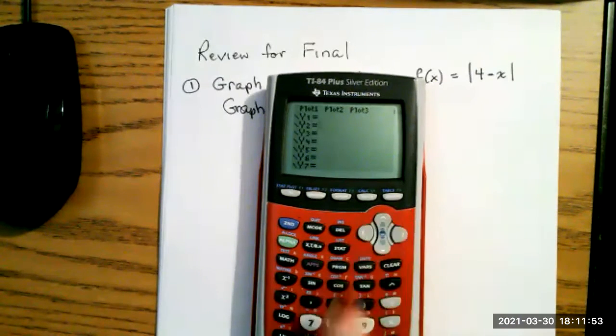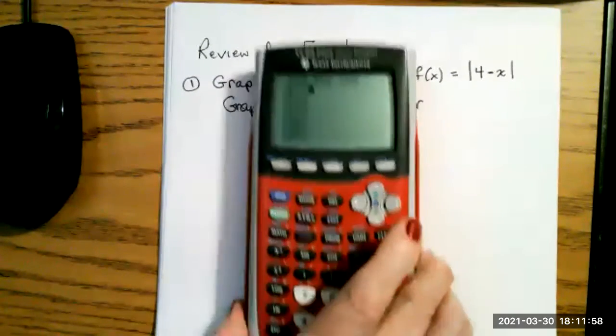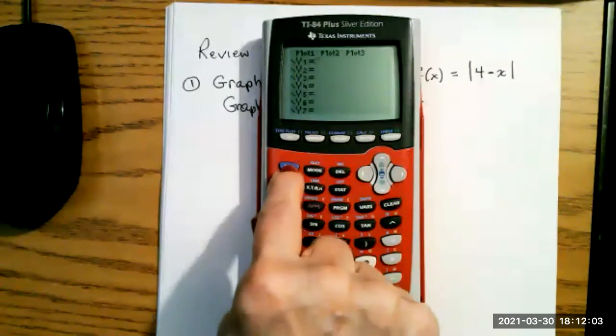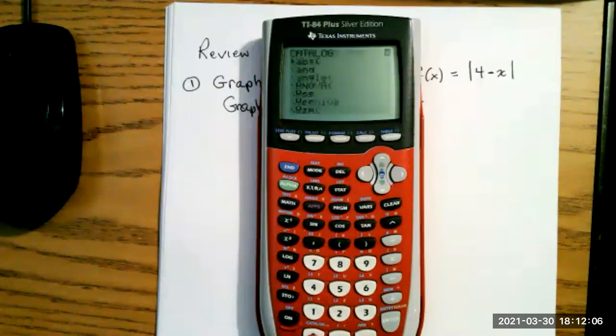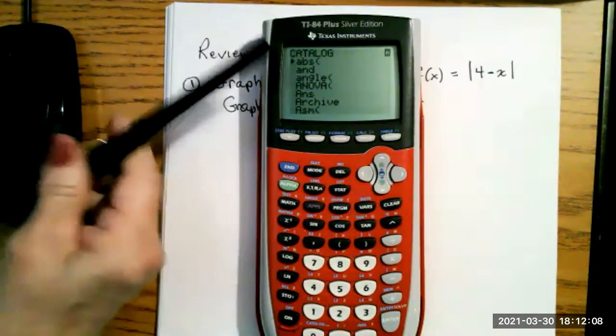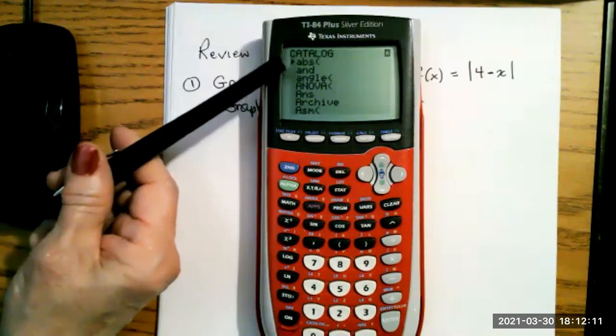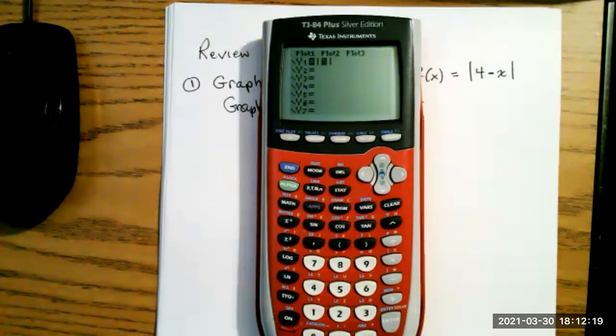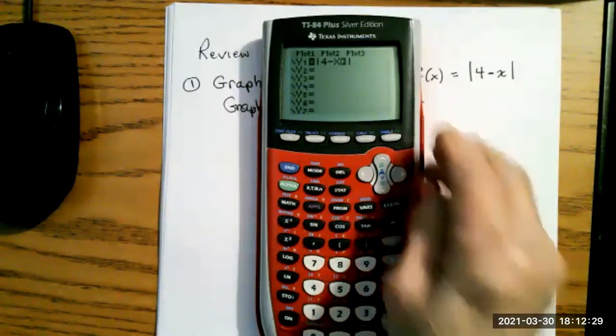If you go to your graph and remember how to get absolute value, that'll be the hardest part. To get the absolute value, one of the easiest ways to do it is hit second and catalog, which is the 0 key, and that very first one says ABS, which is absolute value. Second and catalog gives you absolute value. And put it in there. It'll make the little marks. So then you just put the 4 minus x inside there, and then you graph it.